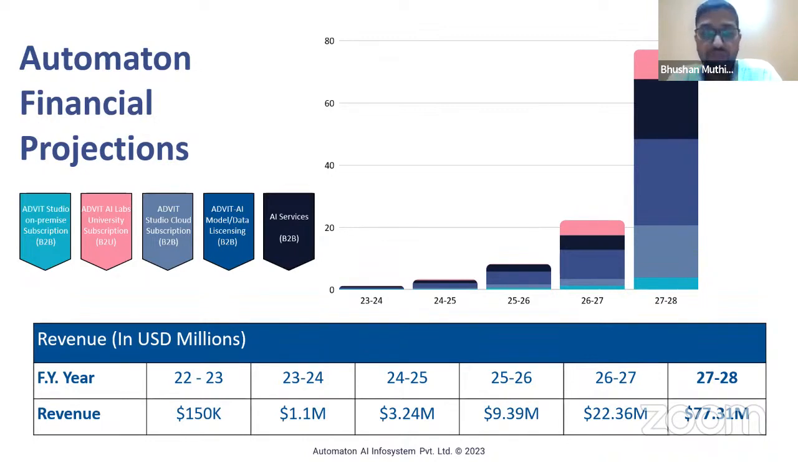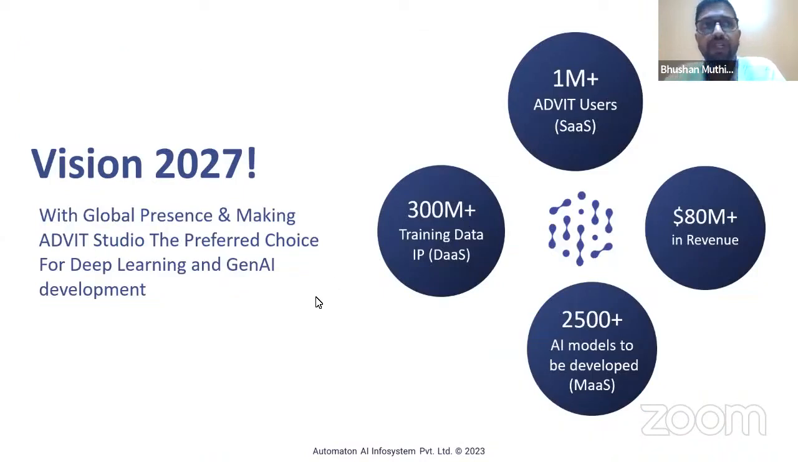And now we are basically looking forward to raise our seed round. We can call this a pre-seed round of $1.5 million in order for us to expand with our vision to be a global platform company in terms of AI, ML, deep learning, and also be a preferred choice for deep learning and generative AI model development specific to the industries that we are focused on in terms of drones, agriculture, manufacturing, and satellite.